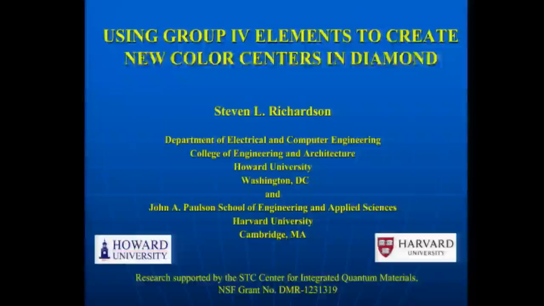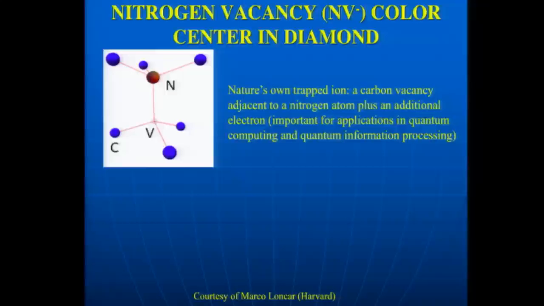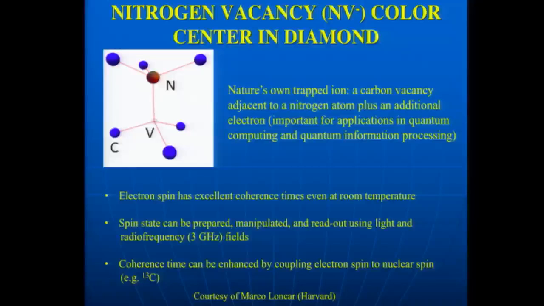What you've been able to make, or realize, is that nature provides its own version of a trapped atomic system. And there are a whole host of applications for the NV center, both in quantum computing and in quantum information processing. So some important highlights to recognize about this particular color center: the electron spin has excellent coherence times, even at room temperature. This has obvious device implications.